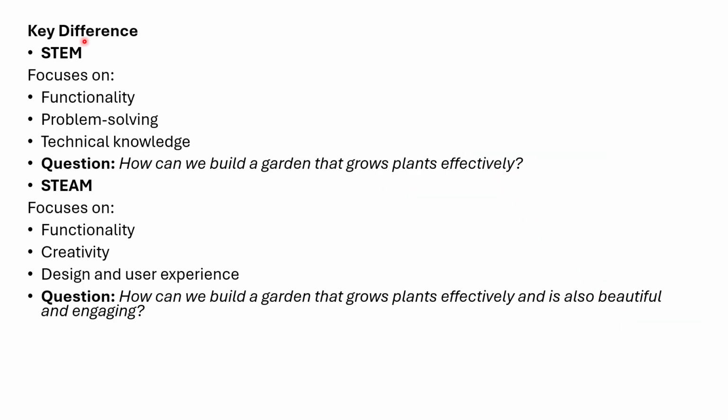So if you look at the key difference between STEM and STEAM, STEM focuses mainly on functionality, problem solving, and technical knowledge. So I have a question: how can we build a garden that grows the plant effectively? So we are just worrying about how to grow the plant in an effective manner. Whereas the STEAM approach mainly focuses on functionality, creativity, design, and user experience. So you can have a question: how can we build a garden that grows the plant effectively and is also beautiful and engaging? So this makes the difference between a STEM and STEAM approach.